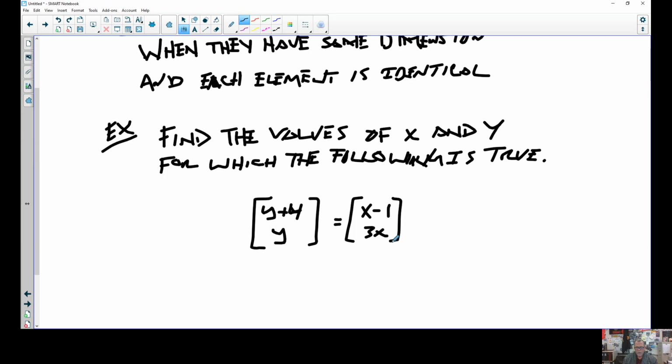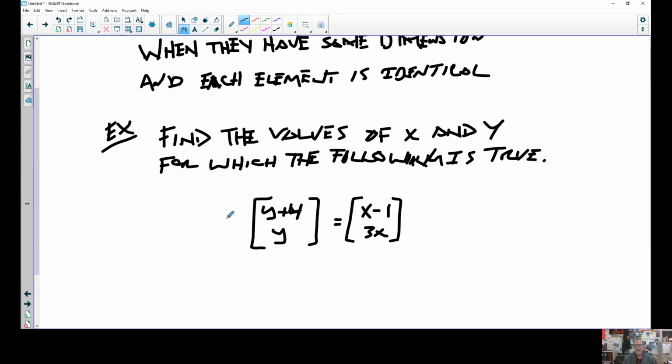So what they've given us here is two equal matrices. It says that they are equal. This is a 2 by 1, right? It's got 2 rows, 1 column. This is a 2 by 1. So they have the same dimension. And if we're told they're equal, we know they have to have identical elements.